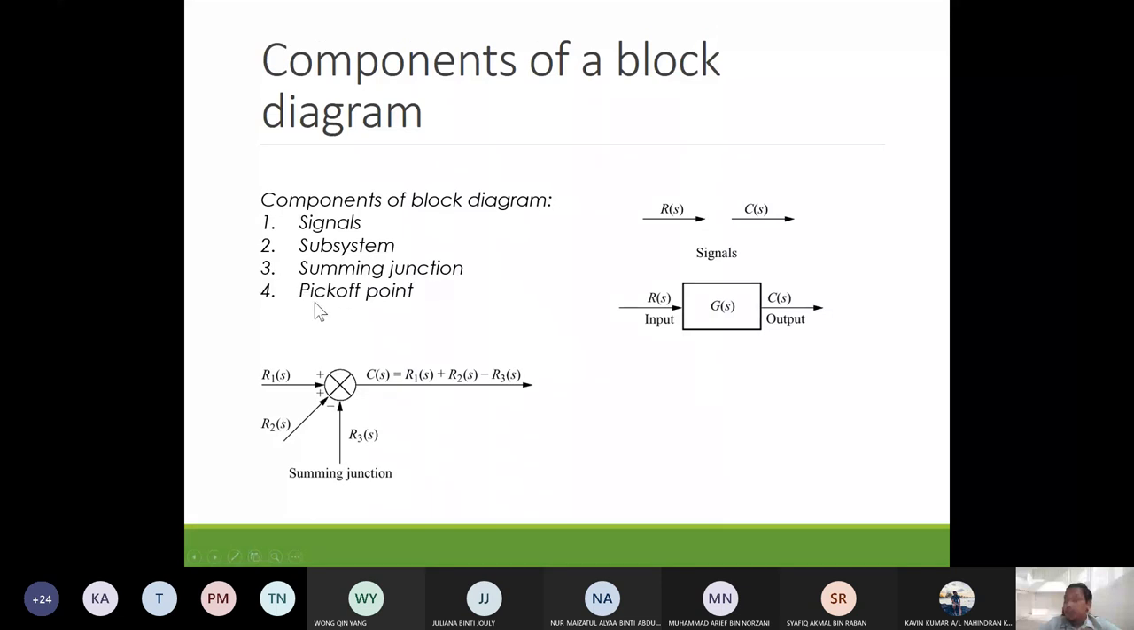And then we have a pick-off point. A pick-off point is usually a point where a signal is split up into multiple signals. For example here, R(s) enters this pick-off point and then splits into three different R(s). The point where the signal splits up is called the pick-off point.